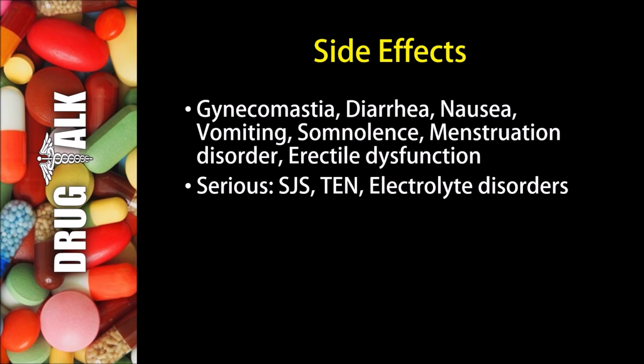Now, as with all medications, there are some side effects or adverse reactions that patients may experience while using spironolactone, so we'll go over some of those here now. Gynecomastia, or the development of breasts, may occur. Diarrhea, nausea, and vomiting are possibilities. Some patients may experience somnolence or menstruation disorders, as well as erectile dysfunction. The more rare but serious side effects would be Stevens-Johnson syndrome, toxic epidermal necrolysis, or electrolyte disorders.